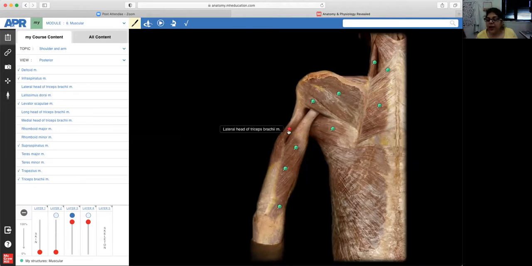Lateral head of, now at the back side, instead of the biceps, we have triceps, which has 3 heads. So that's a lateral head, right? Long head of the triceps. So the whole muscle. We don't see the short head of the triceps here, but it's there. So this is your triceps muscle, right? So this part. And then medial head of the triceps brachii. Okay, very good.